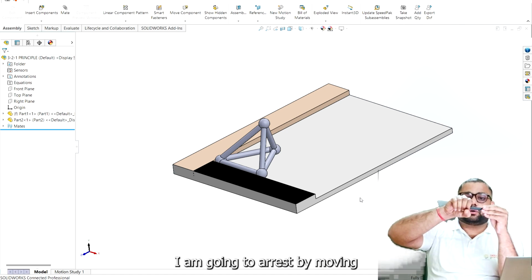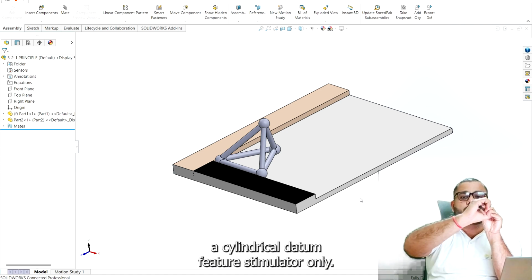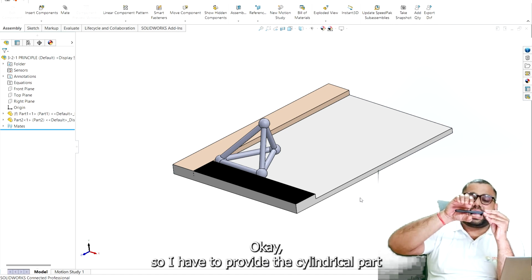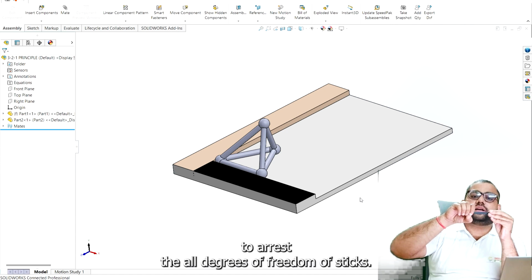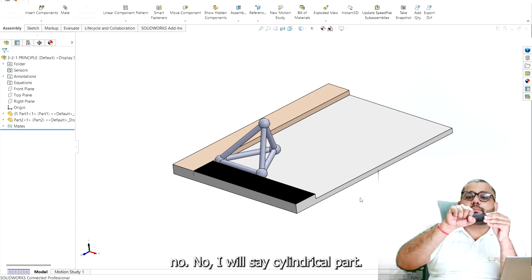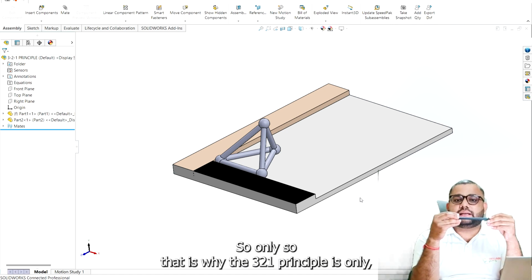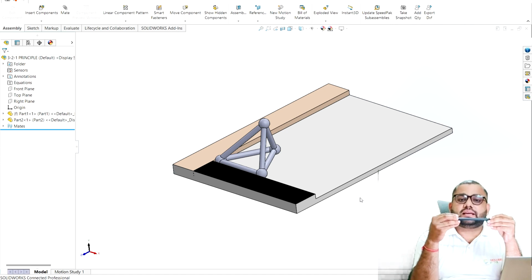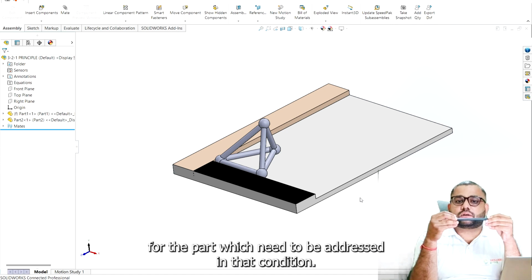I am going to arrest by moving a cylindrical datum feature simulator only. Okay. So I have to provide the cylindrical part to arrest all the degrees of freedom of the cylindrical part. Okay. So that's why the 3-2-1 principle is only applicable for the planar surfaces or the planar parts, the part which needs to be arrested in that condition.